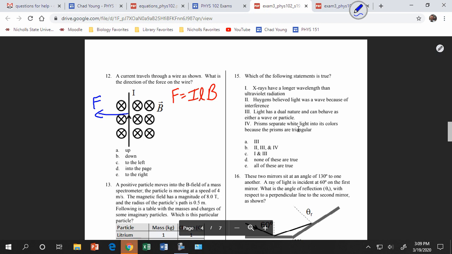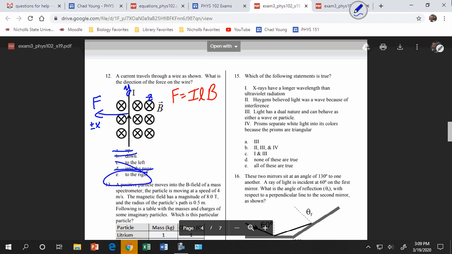I want you to recognize that I could have whittled the answers down to just two options, because I have a y-axis taken up here and a z-axis taken up here, so I know that this has to be in either the plus or minus x direction. So I can get rid of the y answers and the z answers. It has to be either to the left or the right, but it is to the right.